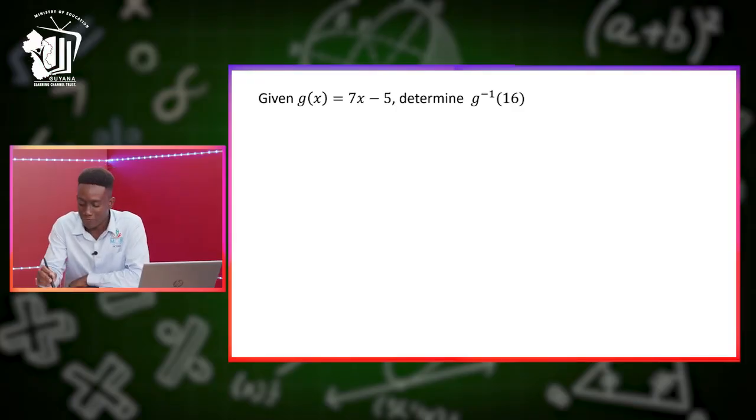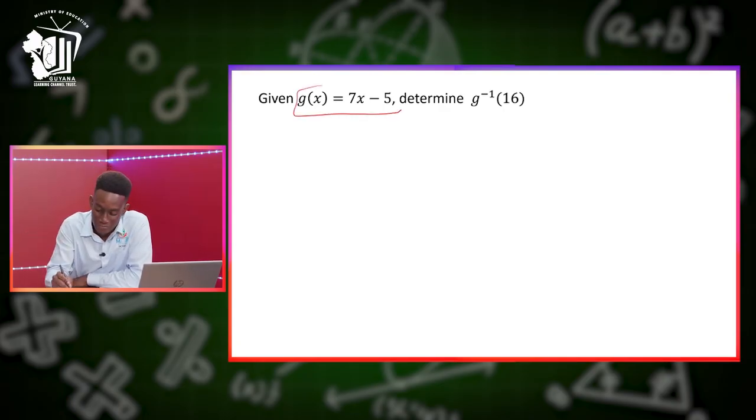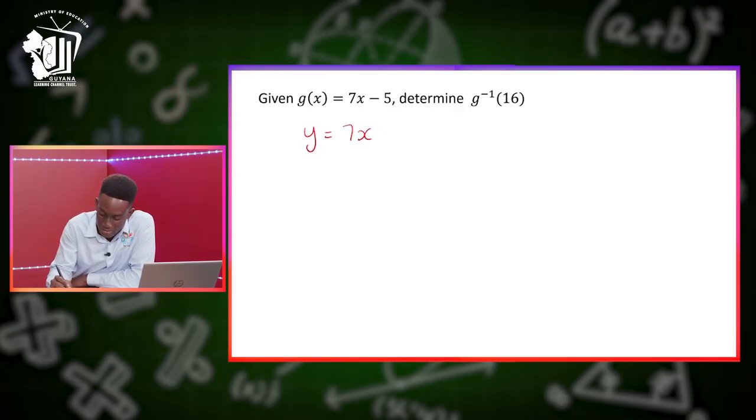So before we can find g inverse of 16, we must find the inverse function. So we must find the inverse of g of x. So we'll go through the same steps that we did just now. Step 1. We will replace g of x with y. So we'll have y is equal to 7x minus 5.